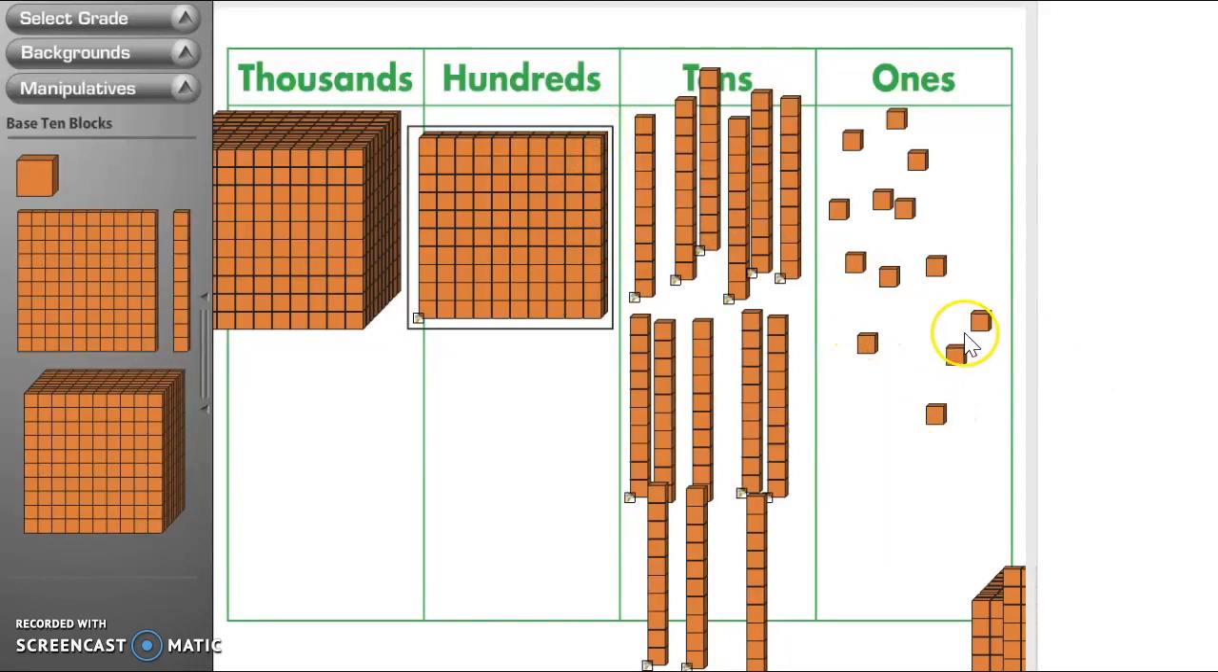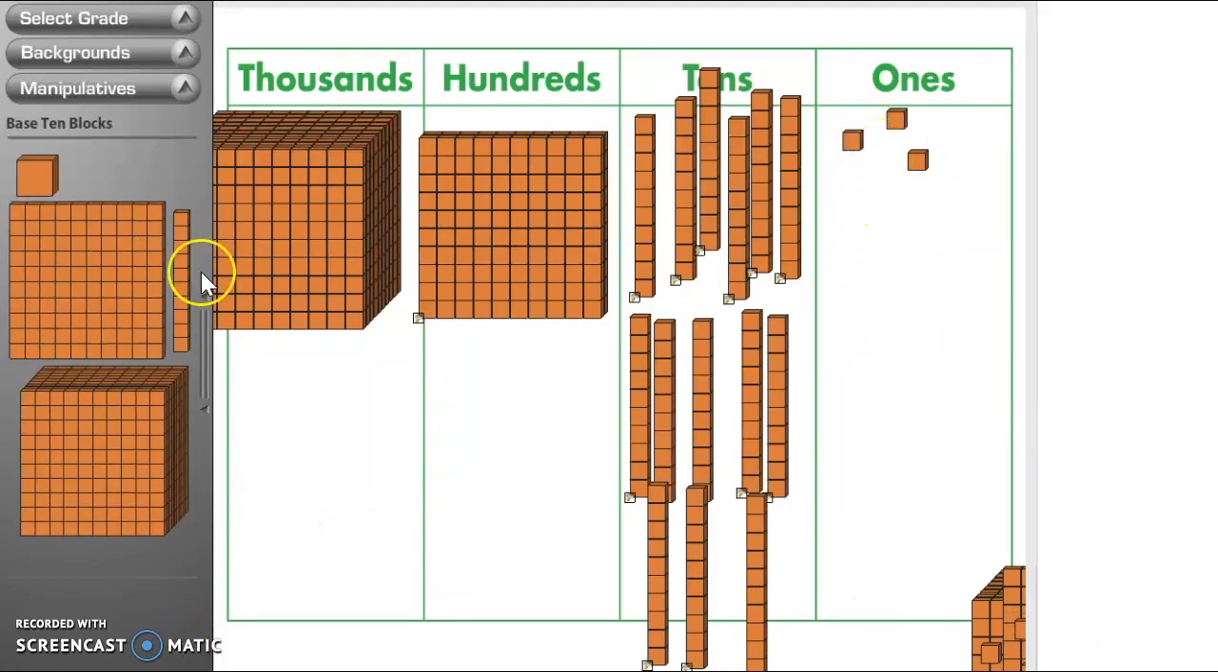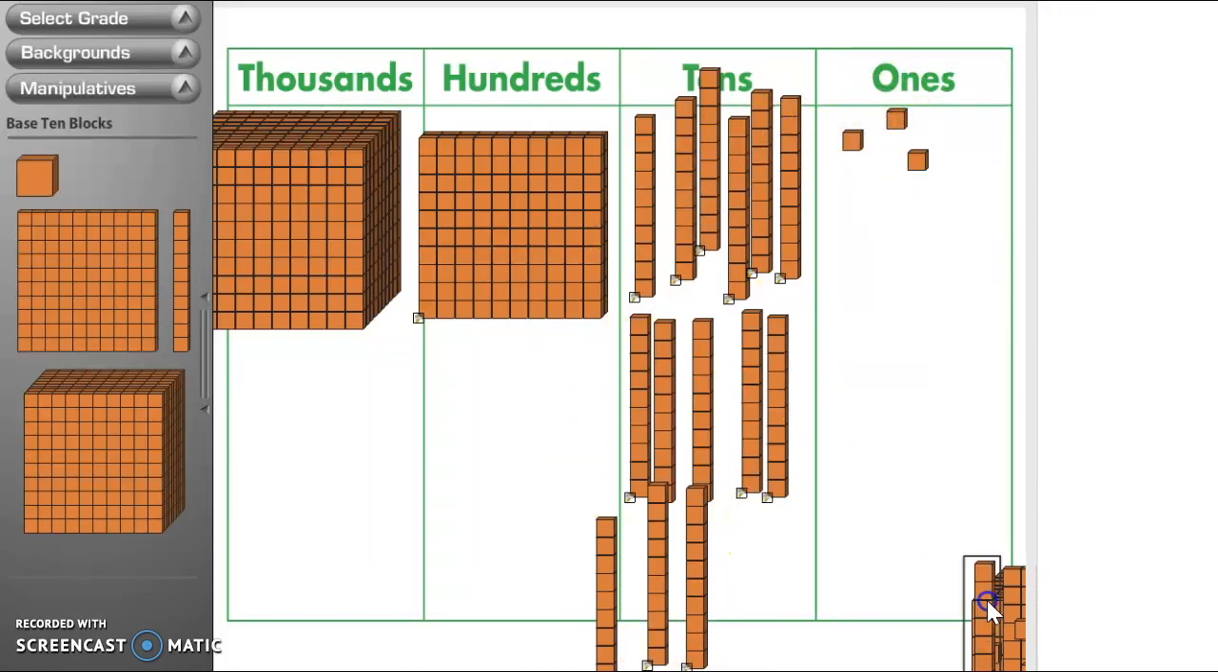Okay, so now I've got 1, 2, 3, 4, 5, 6, 7, 8, 9, 10 ones. 1, 2, 3, 4, 5, 6, 7, 8, 9, 10 that I can exchange for a one group of 10 here. I don't have any more to do that again. So now I need to do the same with my 10s to make a group of 100.